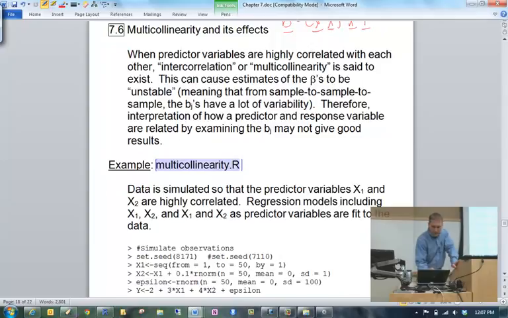And also, when they're highly correlated, this can cause estimates of the betas, in other words your B's, to be unstable from one sample to the next. And you'll see a dramatic example coming up. This whole idea of having highly correlated variables corresponds to what most people refer to as multicollinearity. We want to avoid having multicollinearity.